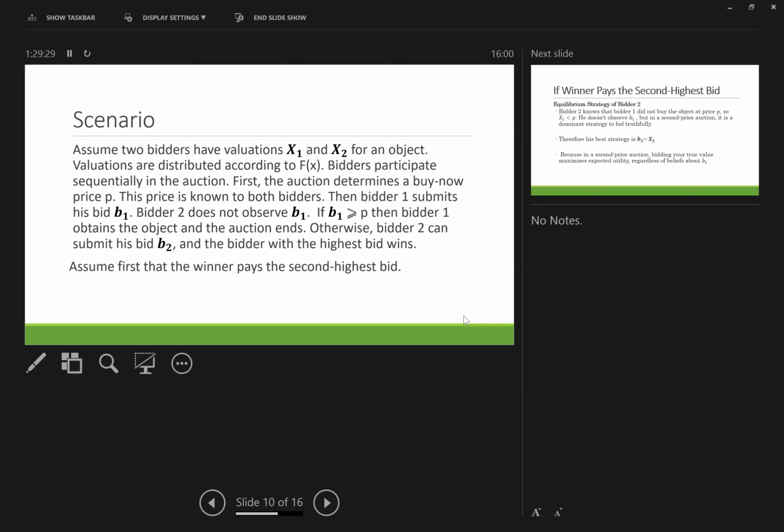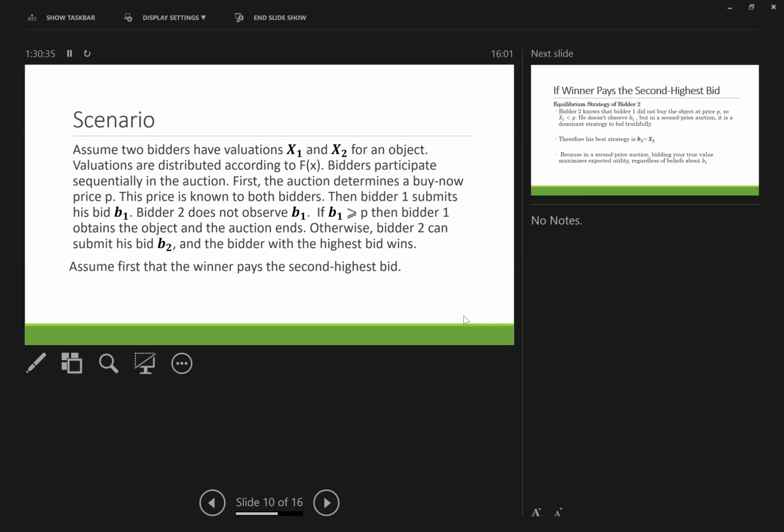Then bidder 1 submits his bid, which is B1, and bidder 2 does not observe B1. So bidder 2 would have no idea what bidder 1 bid. If bidder 1 bids B1 and it is greater or equal to the price ceiling that we have, that is the buy now price, then bidder 1 obtains the object and the auction ends. Otherwise, bidder 2 can submit his bid, B2, and the bidder with the highest bid wins. Assume first the winner pays the second highest bid. So in this scenario, we are looking at the second price auction, where at the end of the day, the winner will pay the second highest bid.